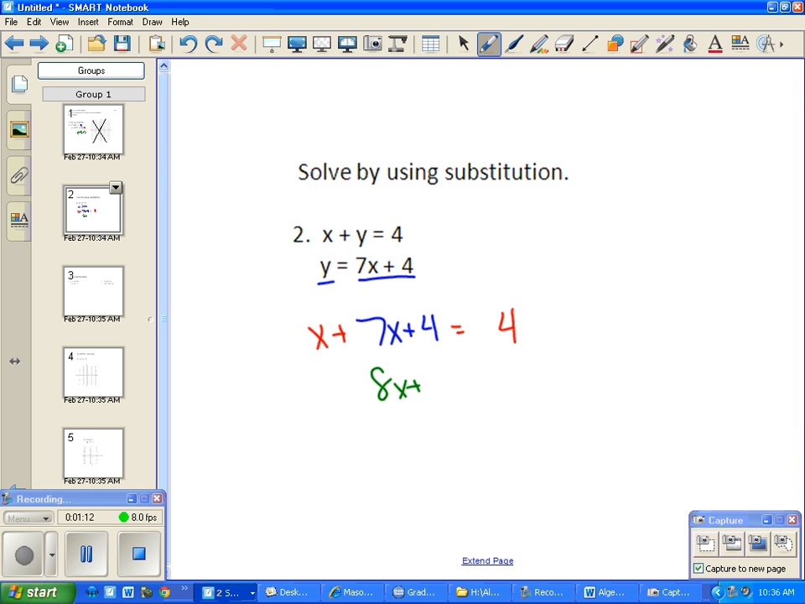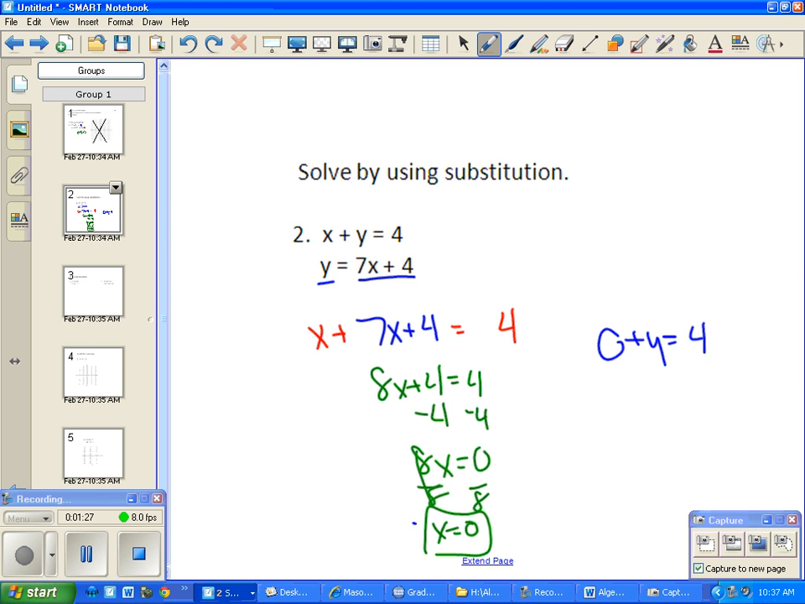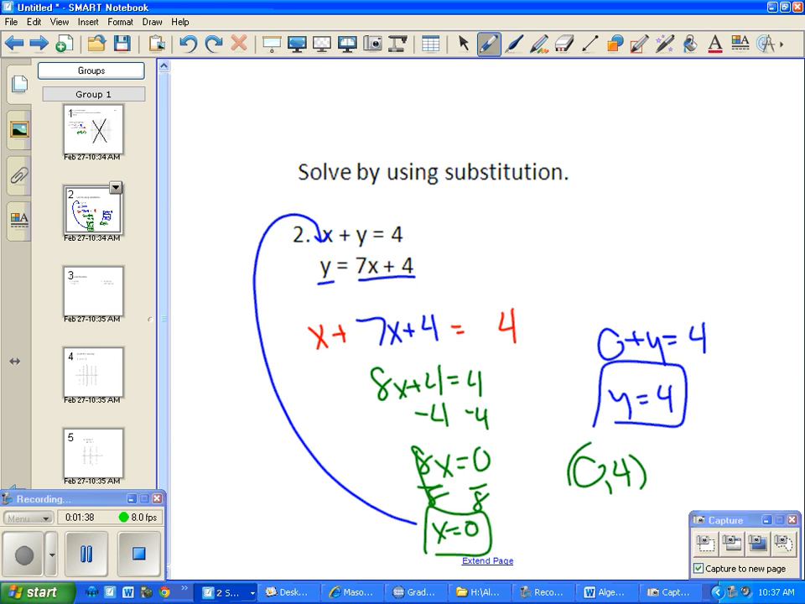Now go ahead and combine some like terms. 8x plus 4 equals 4, and when you subtract 4, 8x equals 0, so 0 divided by 8 is 0, x is 0. Now it doesn't matter which equation you pick when you go back, when you plug in x is 0, you should get the same thing. 0 plus y equals 4, that just means y equals 4. So 0, 4 is where those two lines intersect.